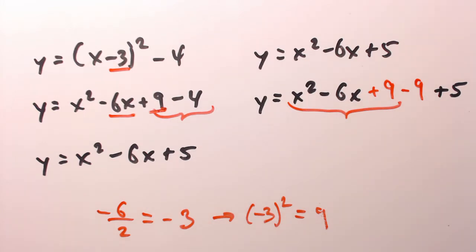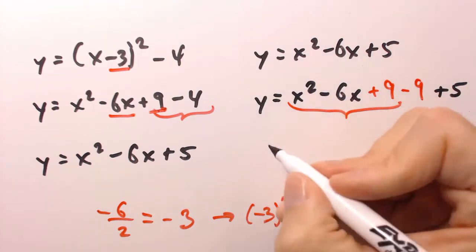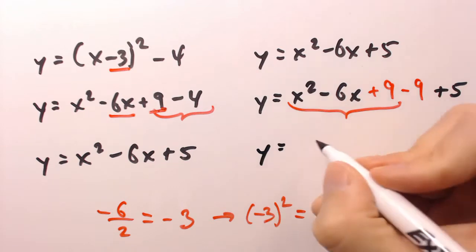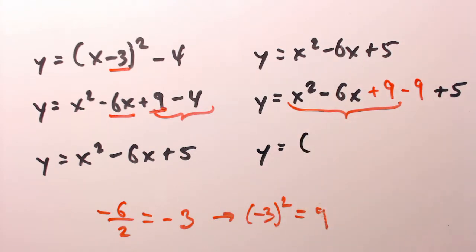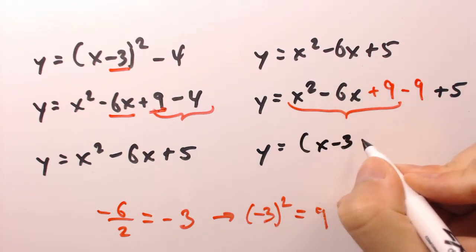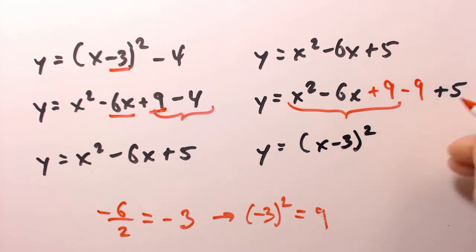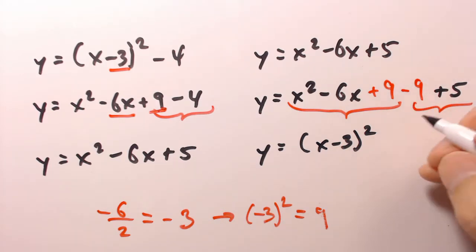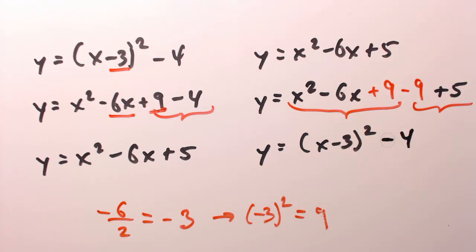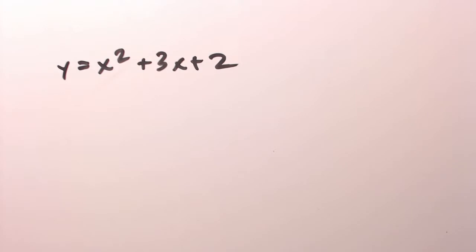So I'm going to write out what that perfect square is. Should be pretty easy to see that x squared minus 6x plus 9 is x minus 3 squared. And then I'm going to put together everything I have left over, the -9 and the +5, and that makes for a negative 4.